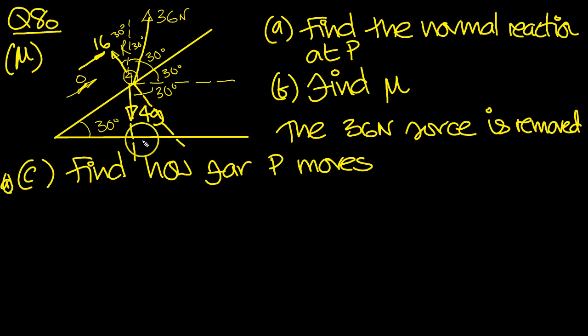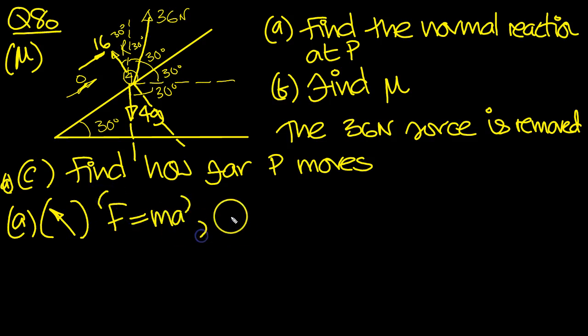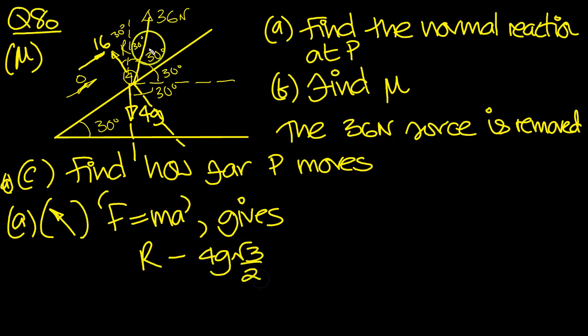Okay, good. So that's what we've got then in terms of forces. So let's have a look at the normal reaction at P then. Part A. So let's resolve the forces in this direction then, and apply F equals ma. There's no acceleration, so the resultant force will be 0. So F equals ma gives then R minus 4g cos of the 30. Cos 30 is root 3 over 2, so put it in straight away, plus 36 newtons, isn't it?